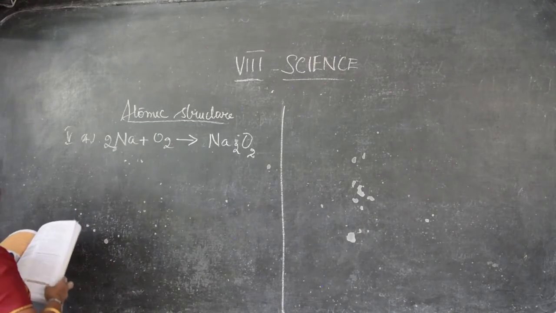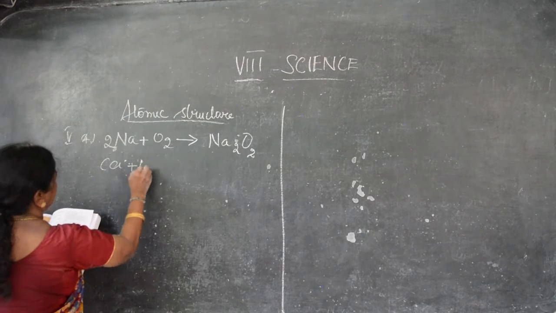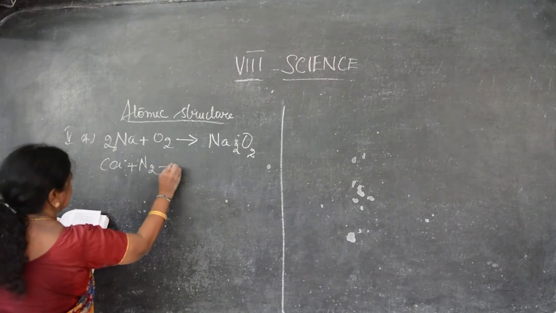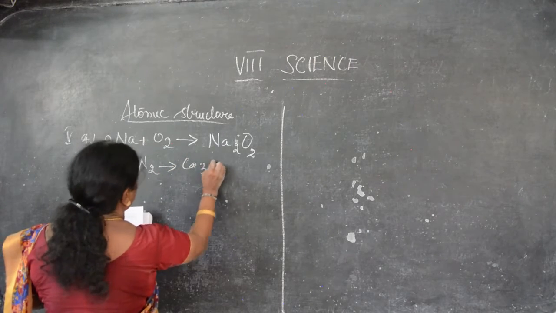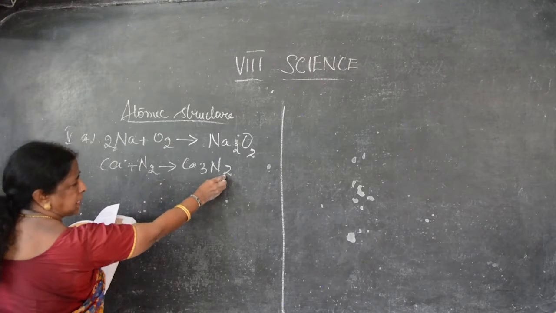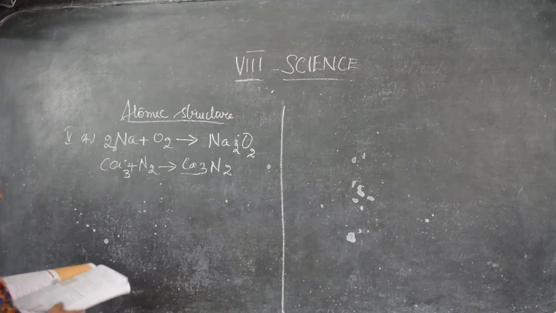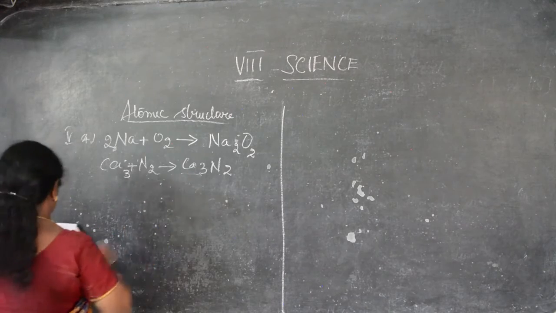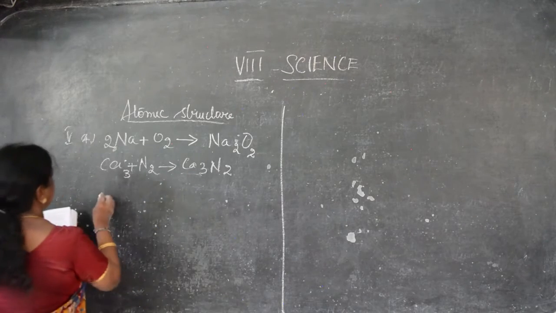Ca plus N2 gives, that is calcium plus nitrogen gives calcium nitride. Here nitrogen is balanced. What is not balanced? Calcium is not balanced. So we are writing 3Ca plus N2 gives Ca3N2. We are balancing very simply, not saying the atomic number and all. Next one.